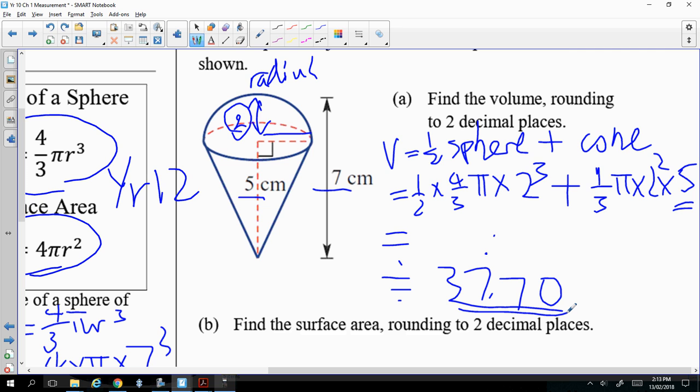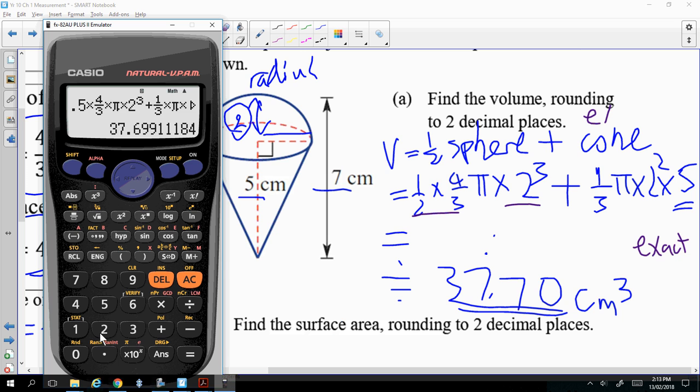Now notice that I left a gap there because I want to show you how to find the exact volume. To get the exact, you just do this on a calculator. We go half times 4 divided by 3 times 8. That gives you, shift that, 16 over 3 pi.